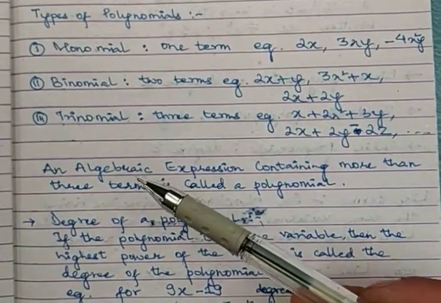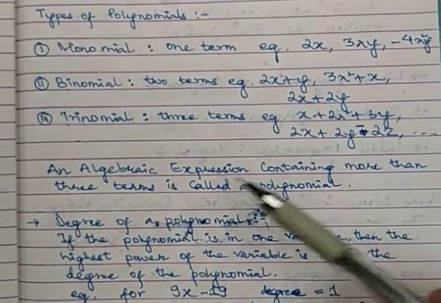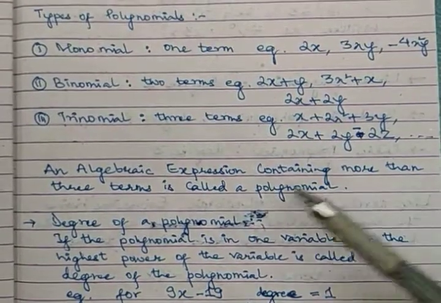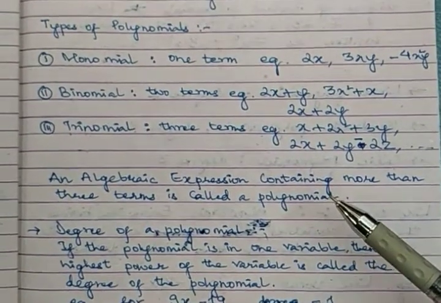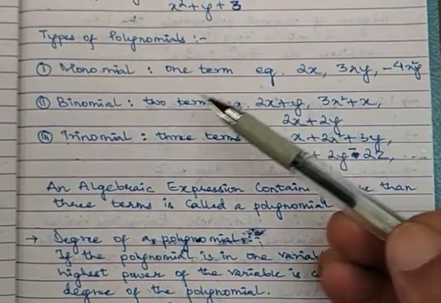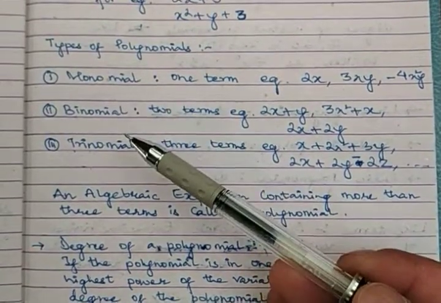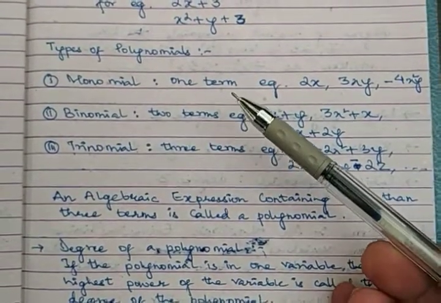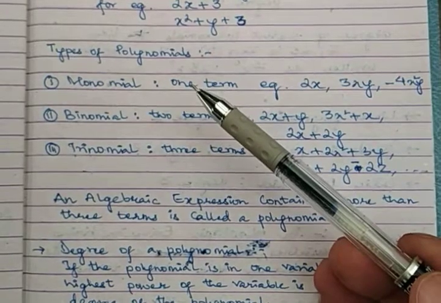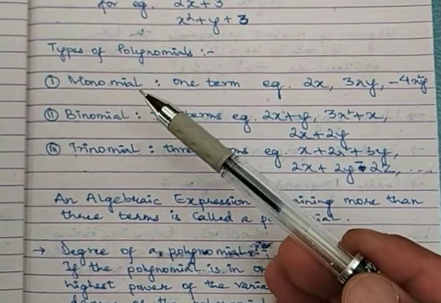And an algebraic expression containing more than 3 terms. Remember, an algebraic expression containing more than 3 terms is called a polynomial. Simple. Polynomial, but these two, that is monomial, binomial, trinomial, also come under polynomial. The topic is the same, that is the polynomial.